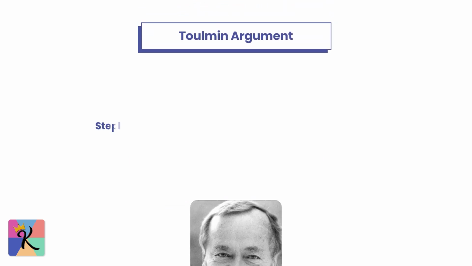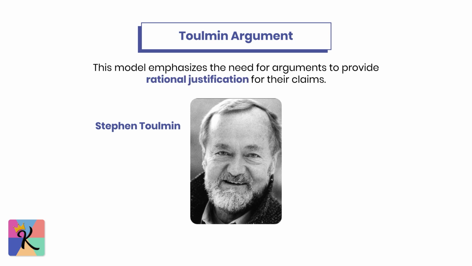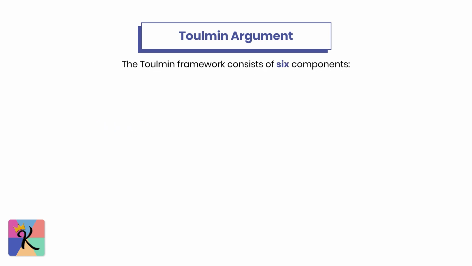Now, let's move on to the Toulmin argument, which was developed by British philosopher Stephen Toulmin. This model emphasizes the need for arguments to provide rational justification for their claims. It's a great framework for evaluating the quality of an argument, and you'll often find elements of the Toulmin model in Carr's passages. The Toulmin framework consists of 6 components.